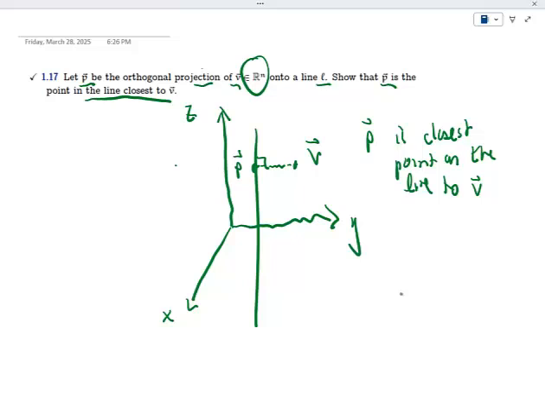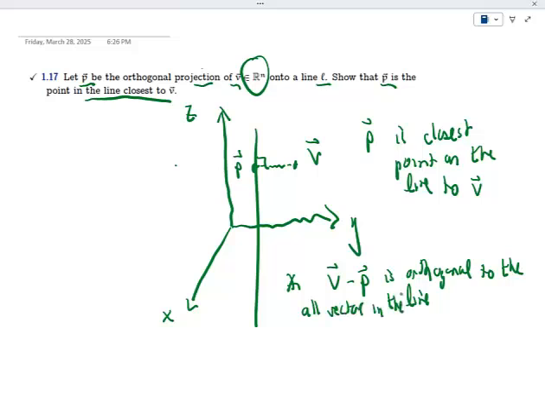Now, recall one fact that's important. The important fact here is that since P is the projection, that means that V minus P is orthogonal to the line, or to all vectors in the line, which is the same thing as saying it's orthogonal to the line.